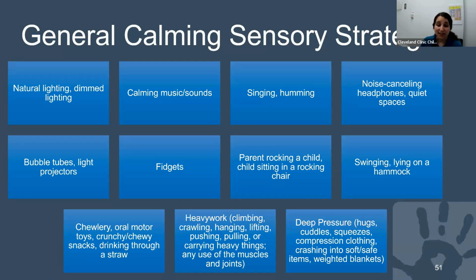Heavy work is anything that involves using your muscles and your joints. So whether that is a kiddo climbing, crawling, hanging on a monkey bar, lifting something heavy, pulling or pushing, anything that uses their muscles and their joints could be considered heavy work. Deep pressure: hugs, squeezes, compression clothing, weighted clothing, crashing into couch cushions. Those are all considered deep pressure. So all of these things that I just said are considered to be general calming strategies. So now we're going to talk about why.